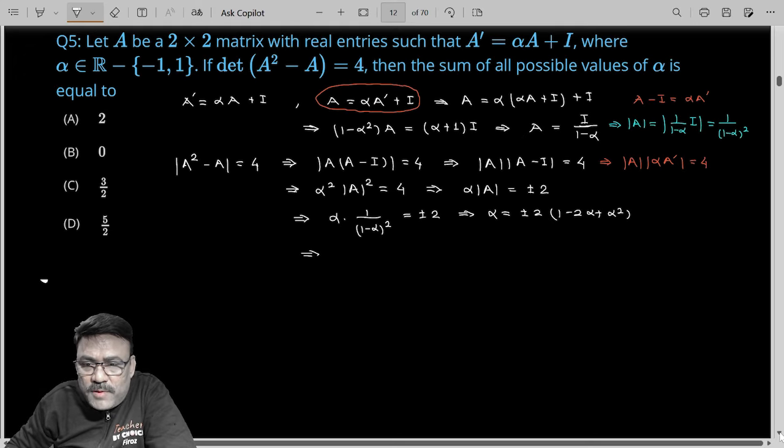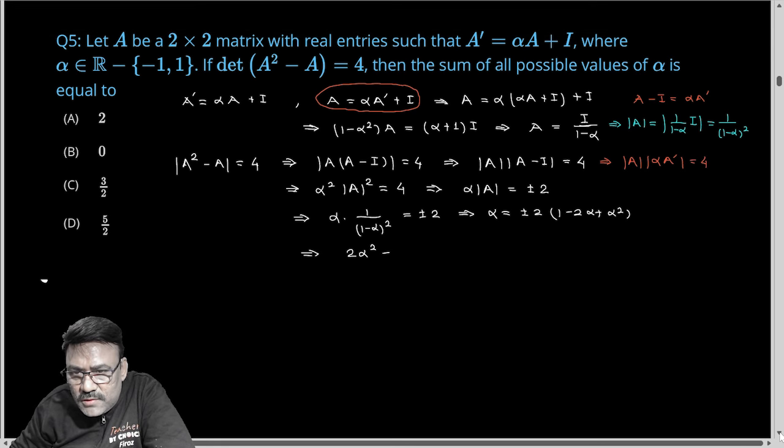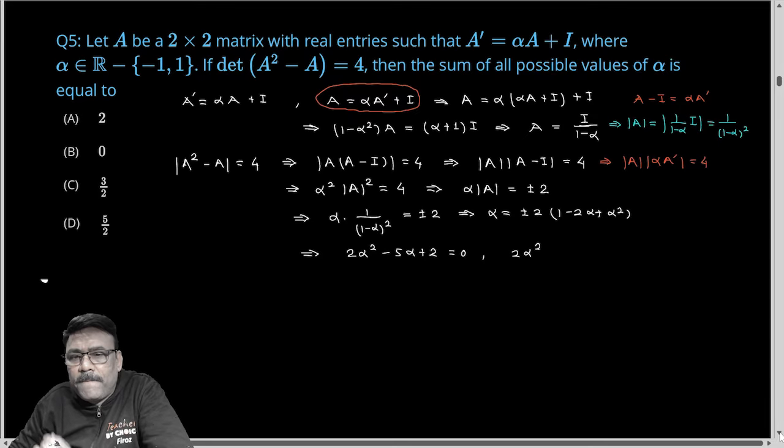Now if I solve it with plus sign, so I am getting 2 alpha square minus 4 alpha and alpha. In fact, I am getting 2 alpha square here minus 4 alpha and alpha, so minus 5 alpha plus 2 equals 0. And if I solve it with minus sign, so I am getting 2 alpha square. It was minus 4 alpha and taken on that side. So that will be minus 5 alpha plus 2. It is correct with plus sign.